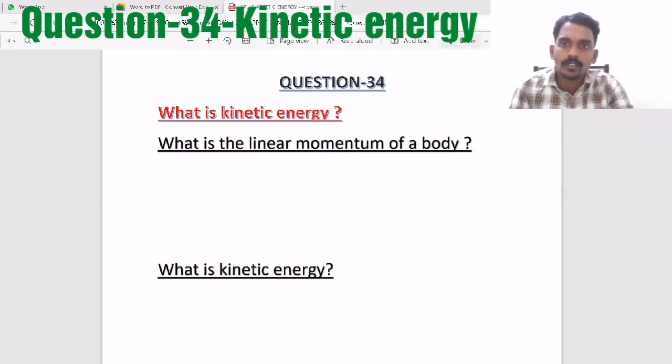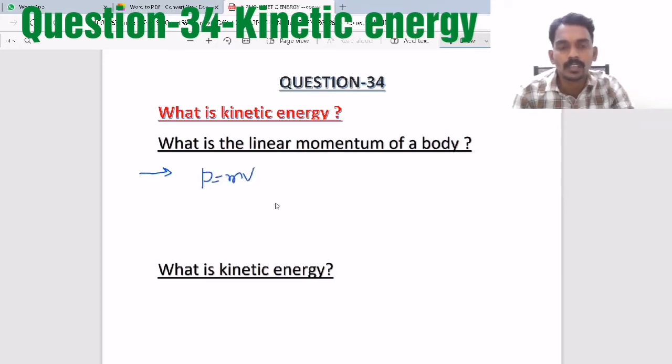Now we are going to discuss question number 34, which is all about kinetic energy. To understand what kind of questions will come, the very first thing is: what is the linear momentum of a body? That is the product of mass and velocity.